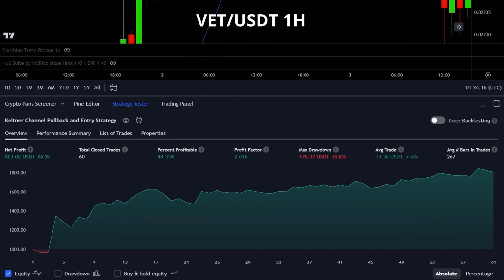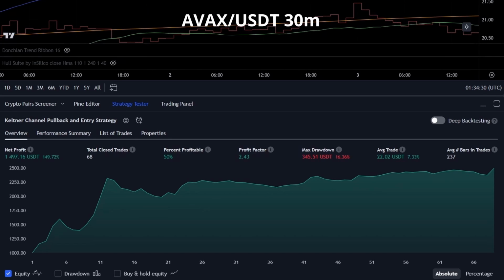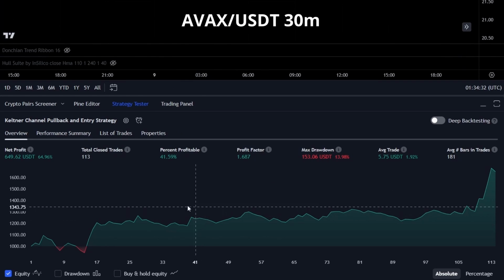The other time frame I found to be profitable was the 30 minutes, and there I found 3 assets: AVAX, SOL, and DOT. Let's take a look. First AVAX on the 30-minute time frame. Now we get a few bigger dips and a little bit sideways price action, but it's still good, with 64% net profit and 13% maximum drawdown.